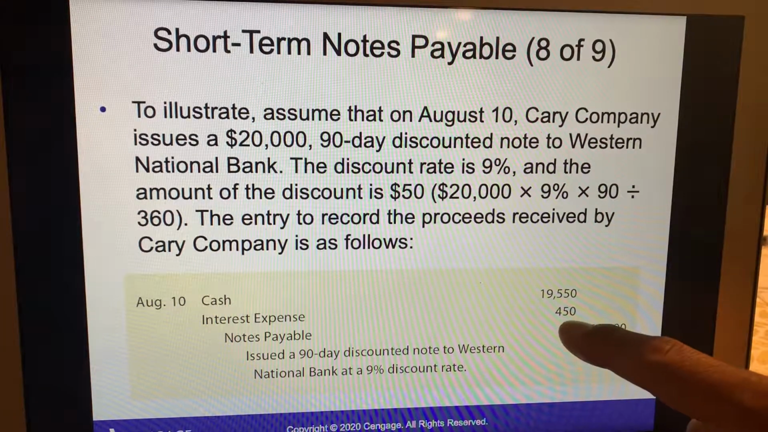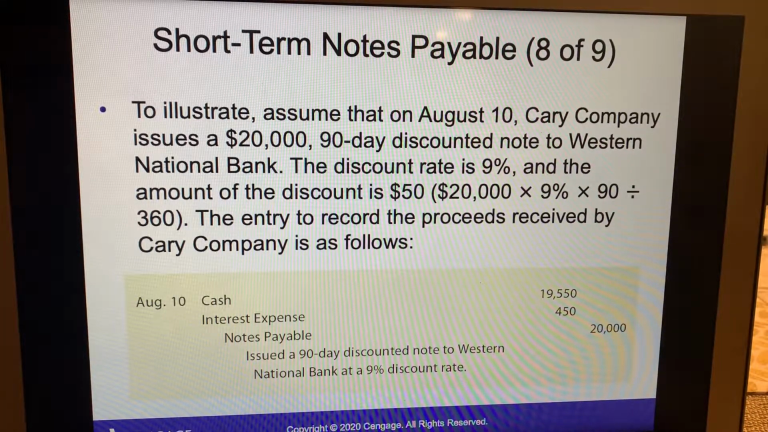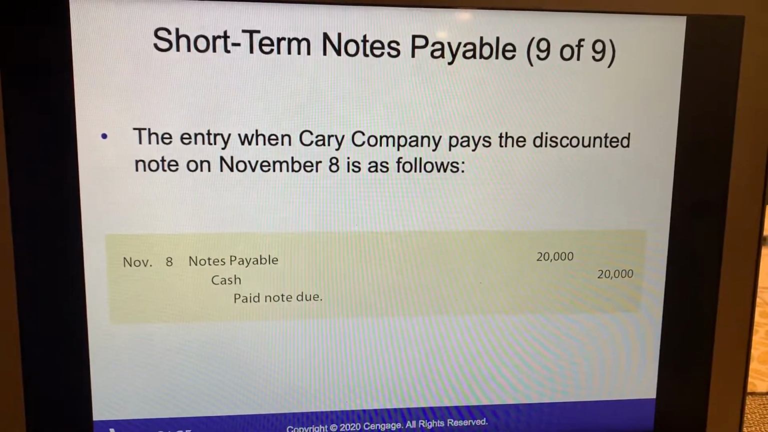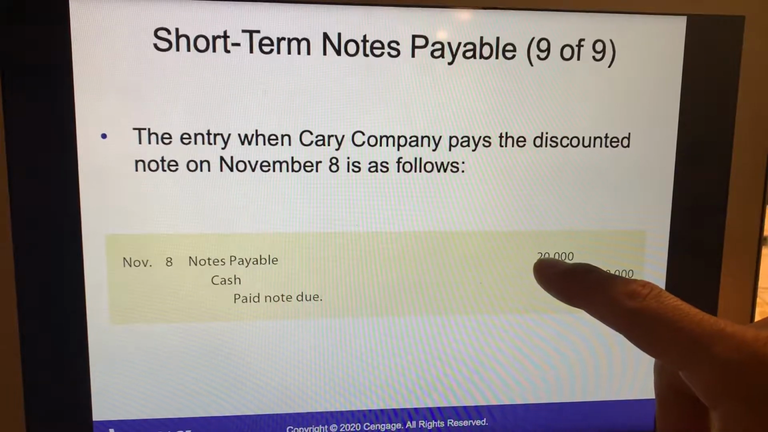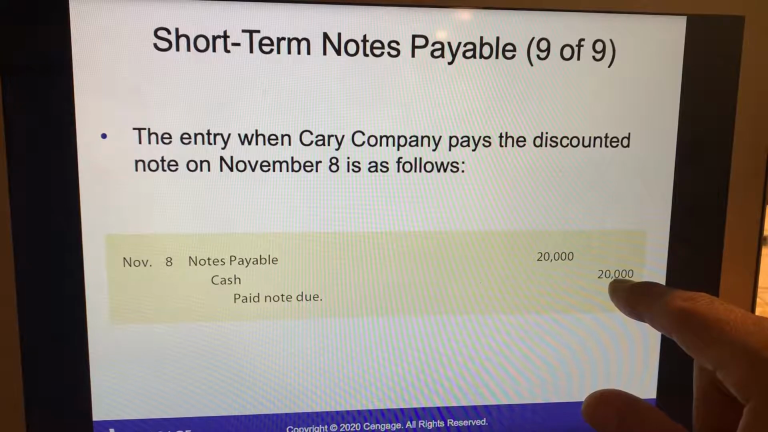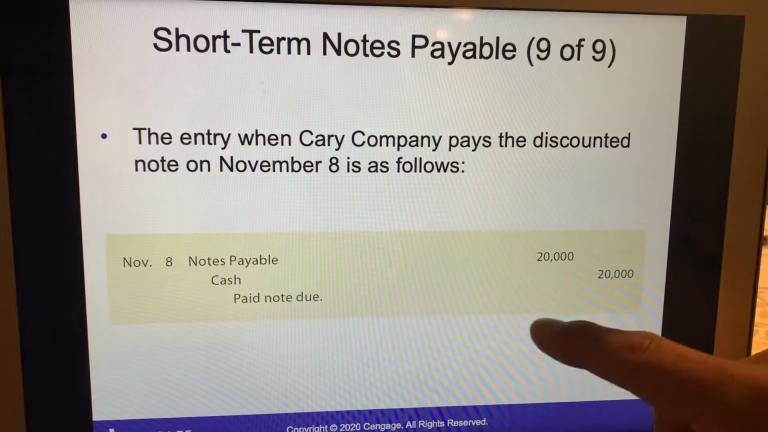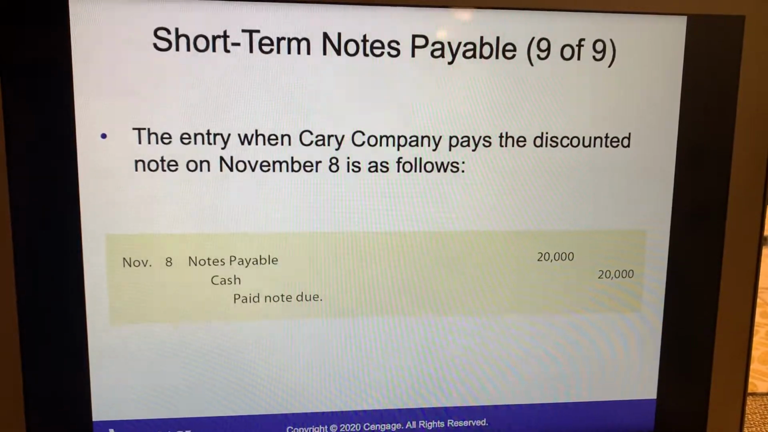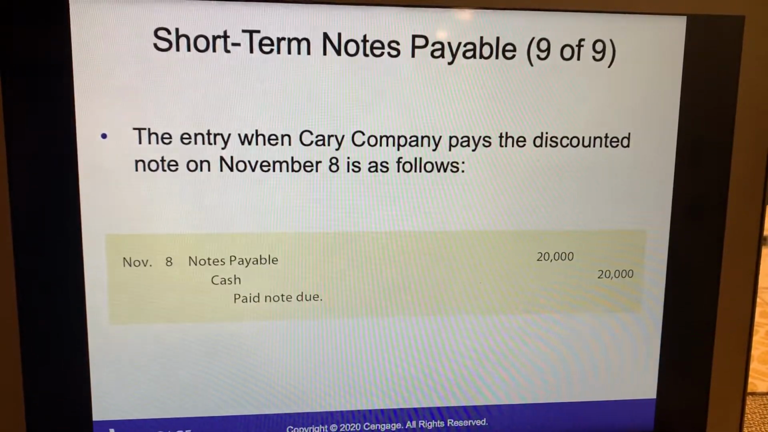We're doing the books for them, and this interest will be an expense, and that'll go to the income statement. Other than that, the others are balance sheet accounts. Short-term notes, so notes payable. There's a discount on the note, so then notes payable will be 20,000, cash will be 20,000. So this is paid note due. If the cash is being decreased, that means we are paying the note.